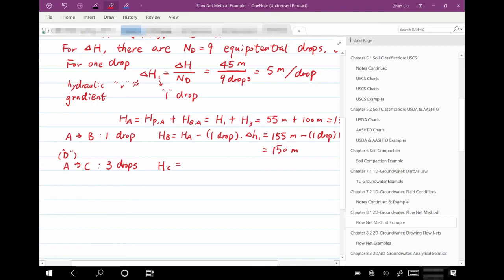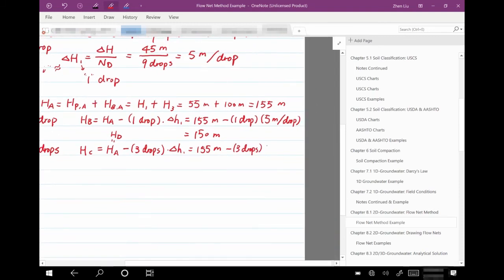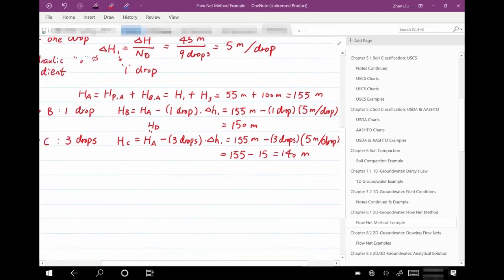Then point C equals HA, or is the same as HD, minus 3 drops times delta H1. So we will get 155 minus 3 drops times the same 5 meter per drop. So we will get 155 minus 15, and we get 140 meters. That is the total head.